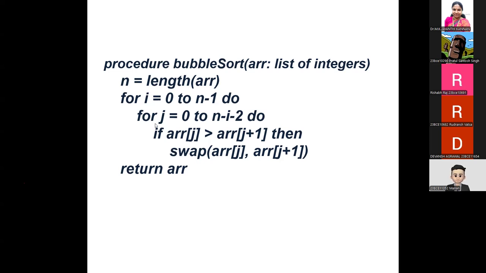So within the if, swap will be called. Until the condition is true, this process will be executed. Then close the for loop, close the i loop, and return the sorted array.